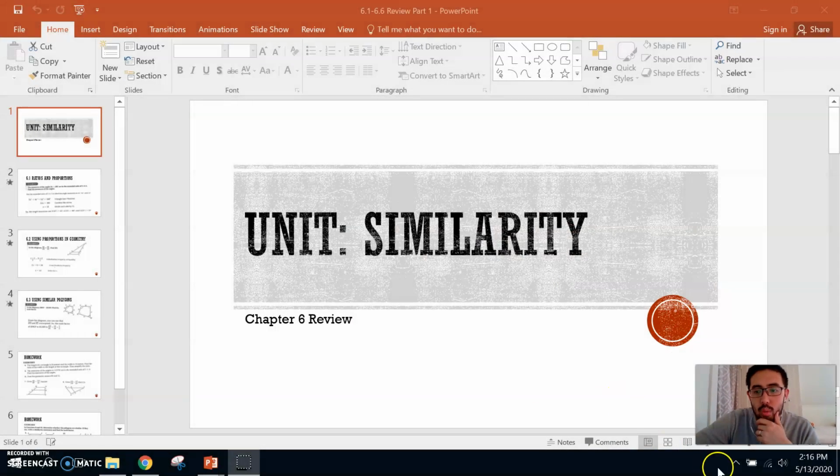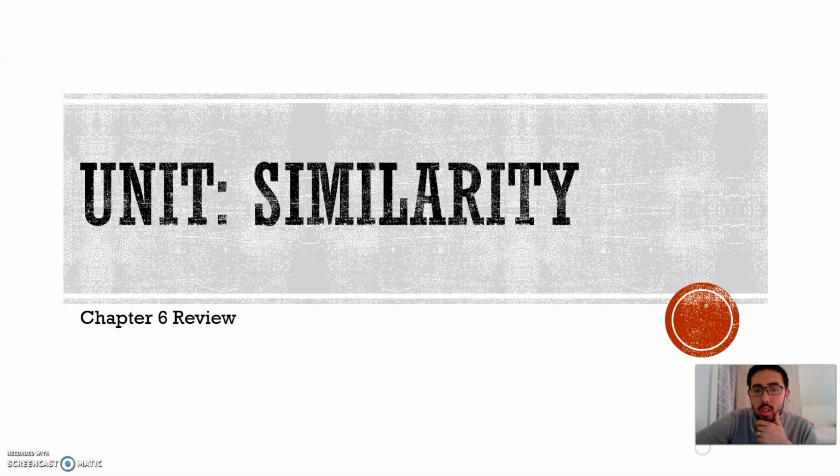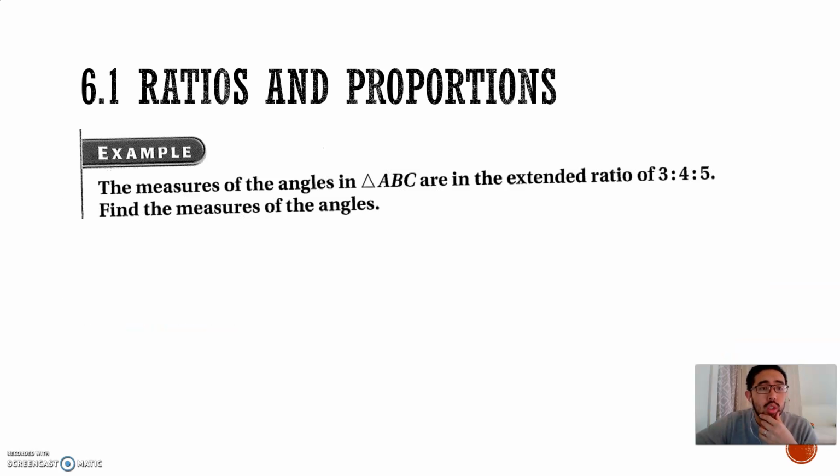Okay, so we've finished one unit of remote learning. And so, yeah, we're just going to review in this video over half of the material. So the first section, 6.1, was on ratios and proportions. And so let's look at an example here.